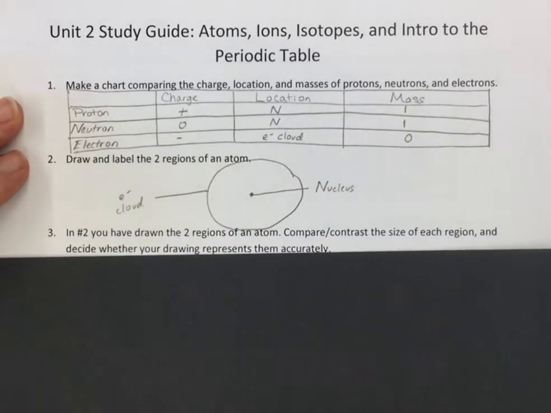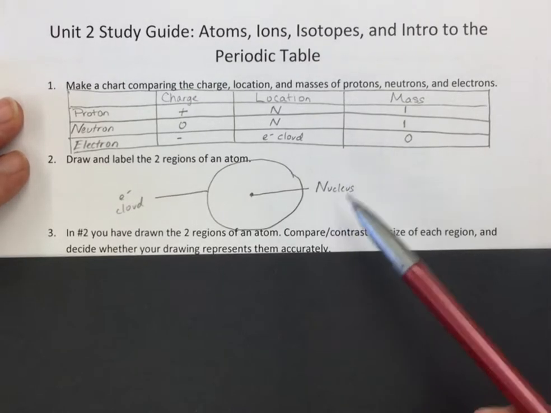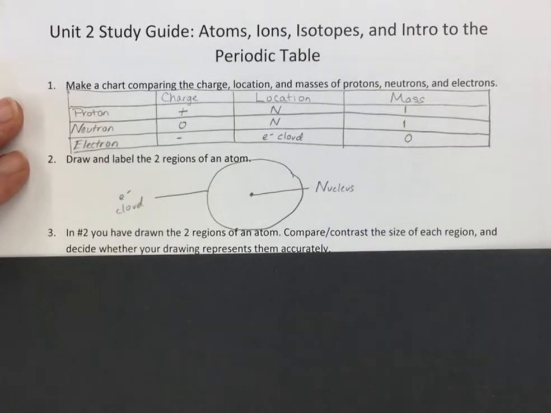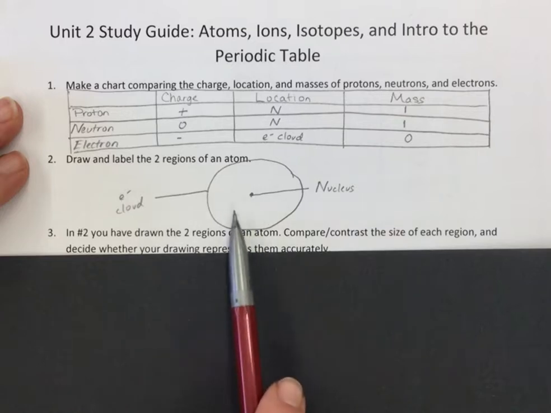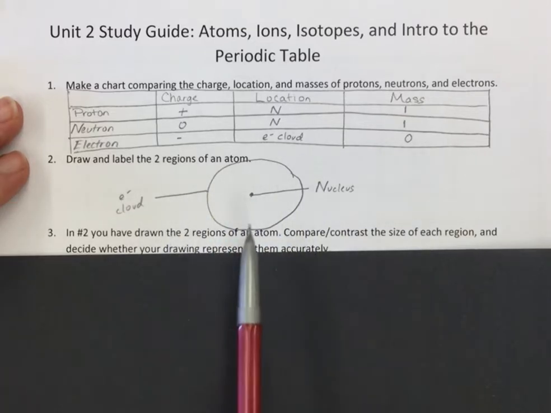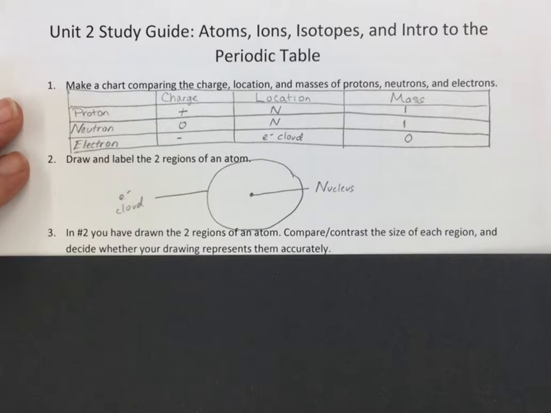And then for number 3, it says that up here you drew the two regions of an atom and compare and contrast the size of each region and decide whether your drawing represents them accurately. In the video, I talked about how if the nucleus of an atom were the size of a dime, the electron cloud of that atom would be the size of a football field. So in comparison, the nucleus is extremely tiny compared to the electron cloud. Now, I tried to portray that in this drawing, but in reality, in a drawing, you can't really be accurate. So just keep that in mind because of the enormous size difference.